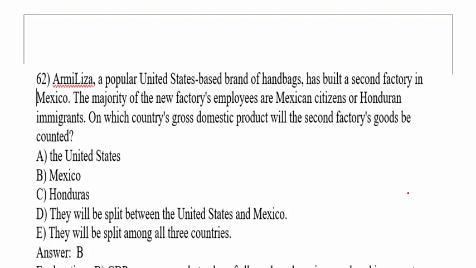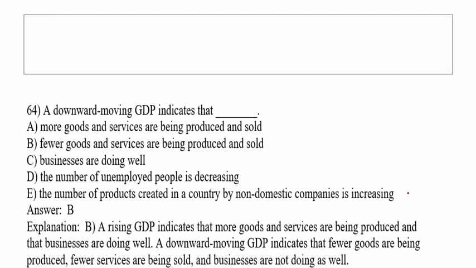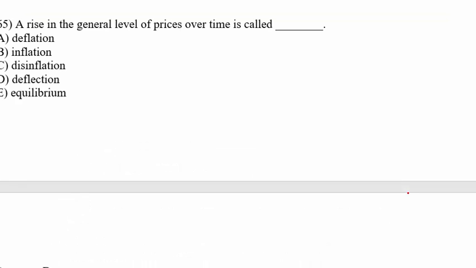It's the fact that it was made what? It was made outside of the U.S., right? Okay, good. How about this one? A downward moving GDP indicates that fewer goods and services are being produced inside of the United States. That is the definition of GDP, isn't it? Okay, good. A rise in the general level of prices over time is called inflation. If you're wondering what's that big gap all about, it's just because it spilled onto the second page.